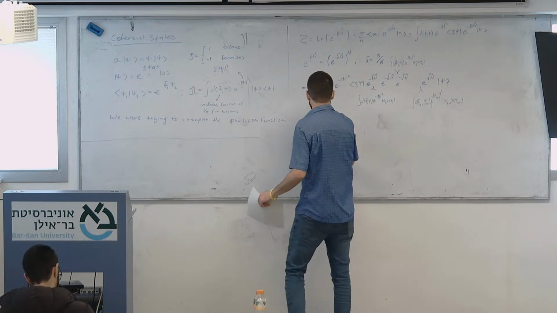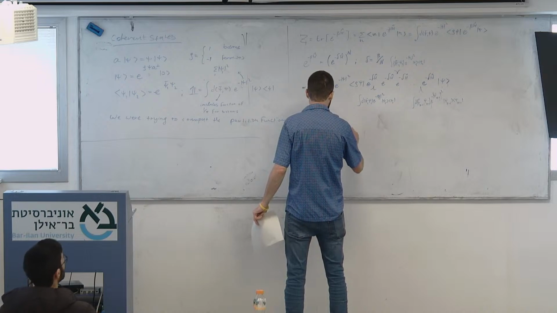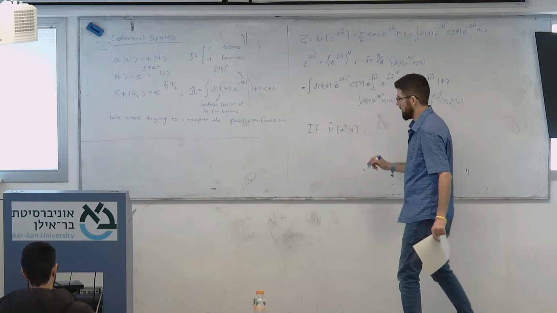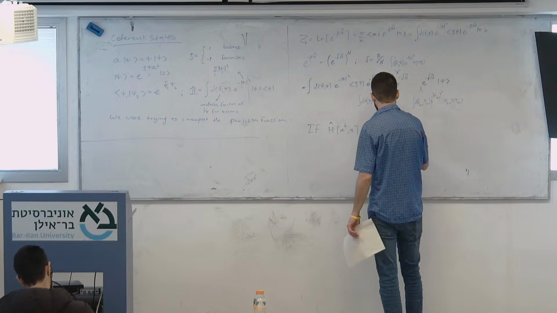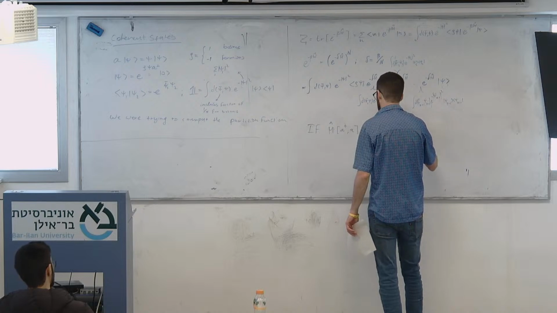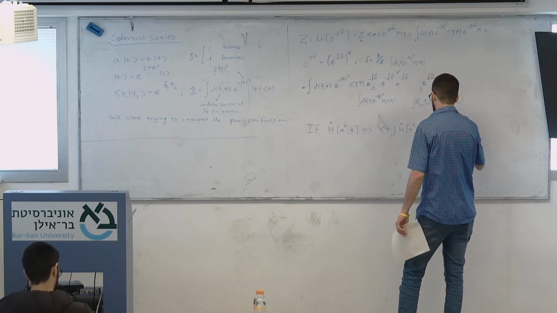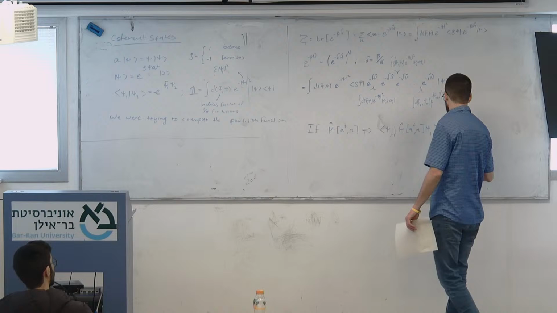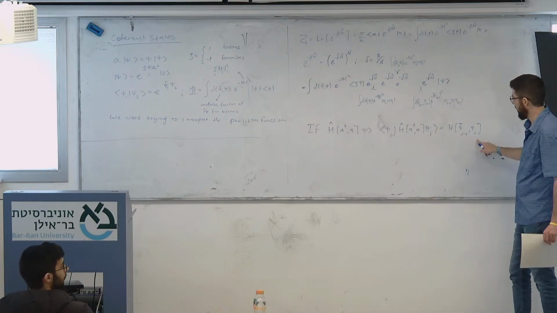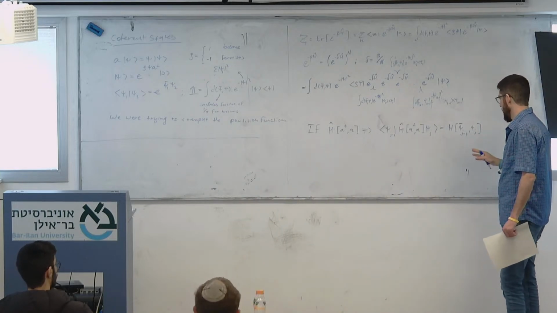So if H is some function of these operators A dagger and A, then we want to say something like psi j minus 1 H(A dagger, A) psi j is equal to H of psi j minus 1 bar, psi j, like this, without the operator. This is now a functional of these fields.